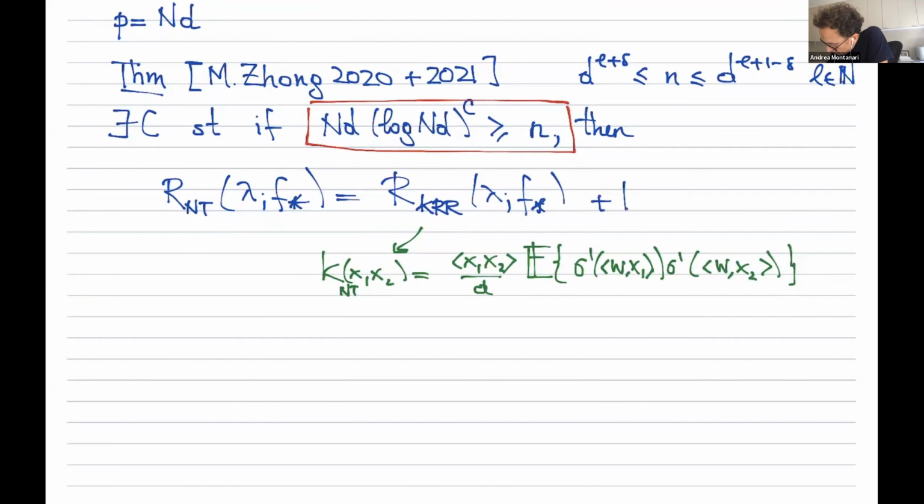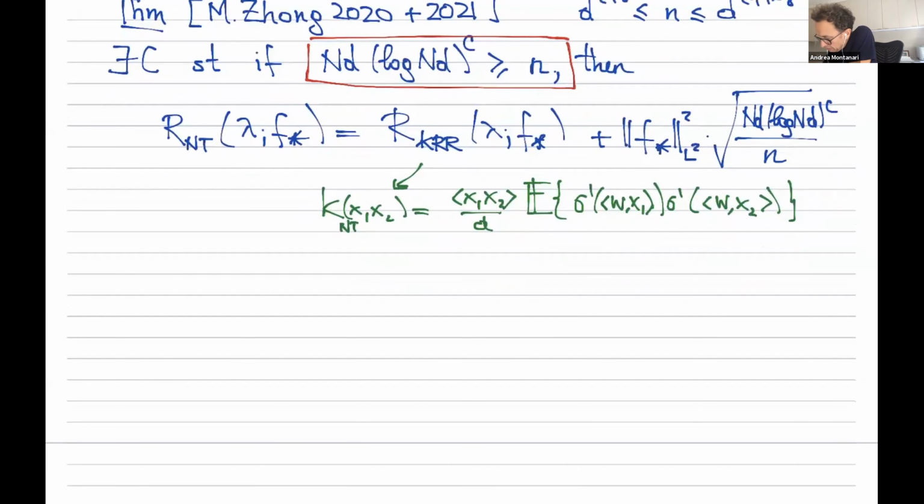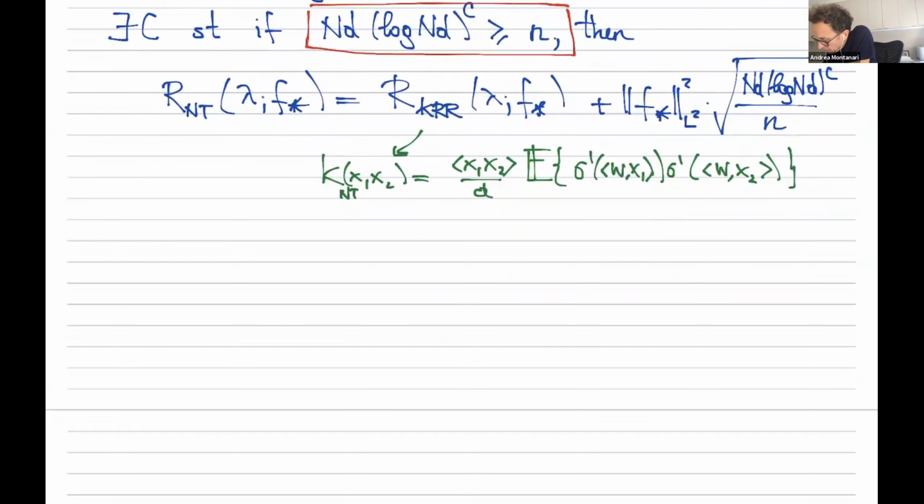Plus an error that is of the scale of f. In this, the logarithmic factors are probably an artifact, in particular the logarithm to the C. Really, I don't expect it, but it's just to make us able to write a proof of this. So morally, the difference between NT and kernel ridge regression, or finite width and infinite width, goes down like the square root of the number of parameters of the network divided by the number of samples.